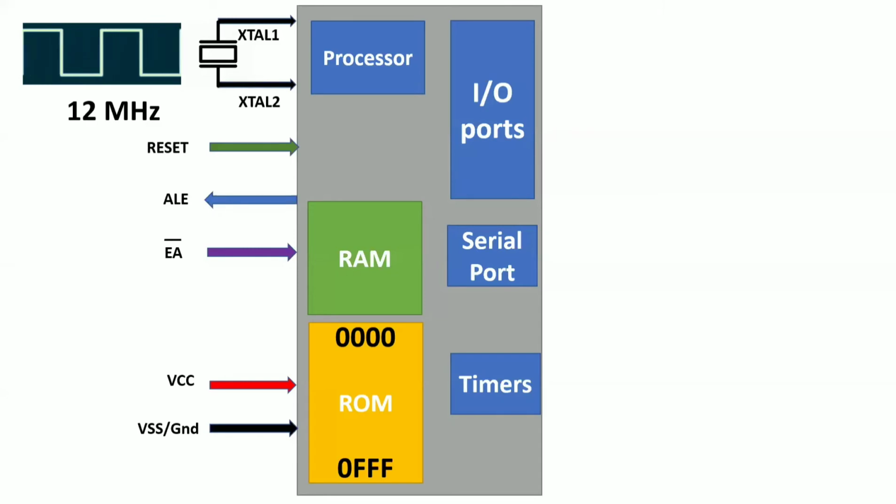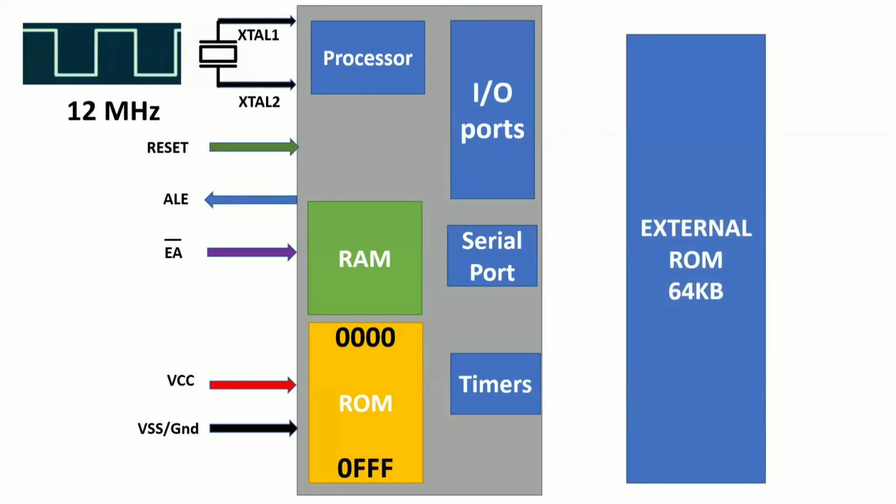Now, if the internal ROM is not sufficient to store more programs or more data, we can use external ROM, right? What is the maximum size of external ROM that can be connected? 64 KB. Why? Because your 8051 microcontroller has a 16-bit address bus. With the help of a 16-bit address bus, I can access a maximum memory of 2 power 16, that is 64 KB. I hope I made you understand this point. Next, I can use only internal ROM, or only external ROM, or both the internal ROM and external ROM. So these are the 3 options I have.